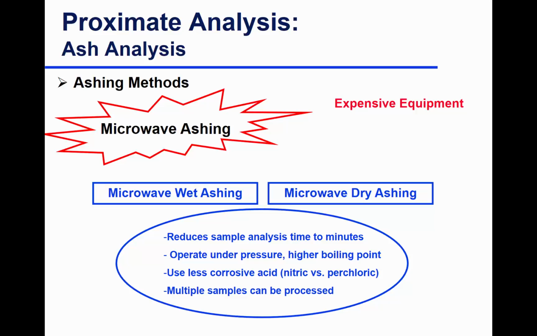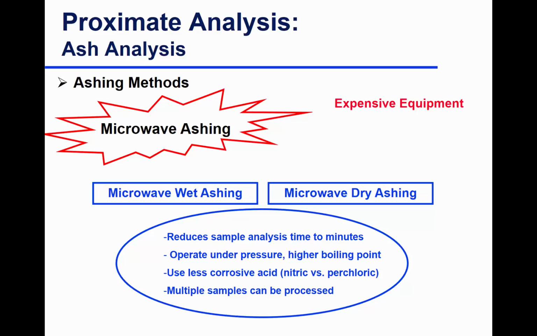It's very short. You reduce analysis time to 30 or 40 minutes, even in some cases 20 minutes. So it's really short analysis time. You operate under pressure. With that, the boiling point of your acid becomes higher, so the acid digestion becomes more efficient. So you don't evaporate the acid during digestion. And since you can raise the temperature higher than the boiling temperature of the acid under atmospheric pressure, you can use less corrosive acid and get effective results. You don't need perchloric acid.